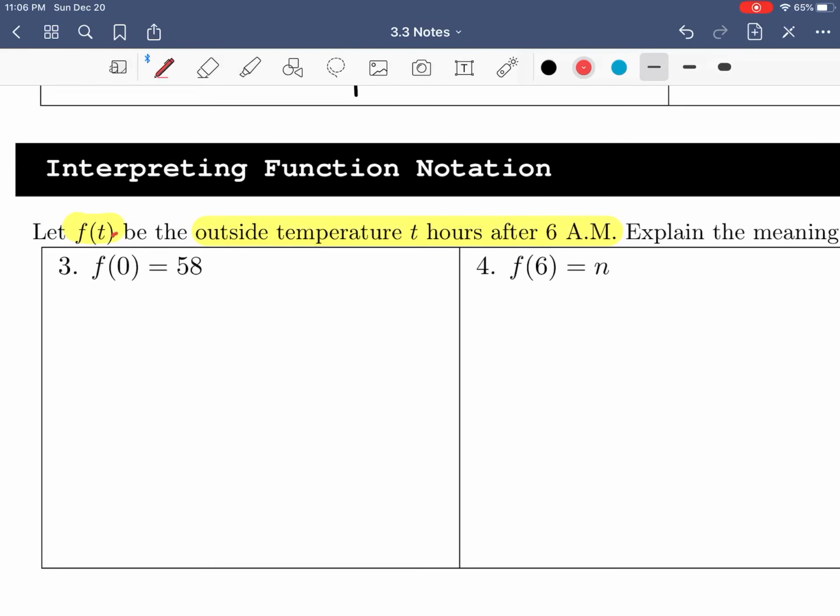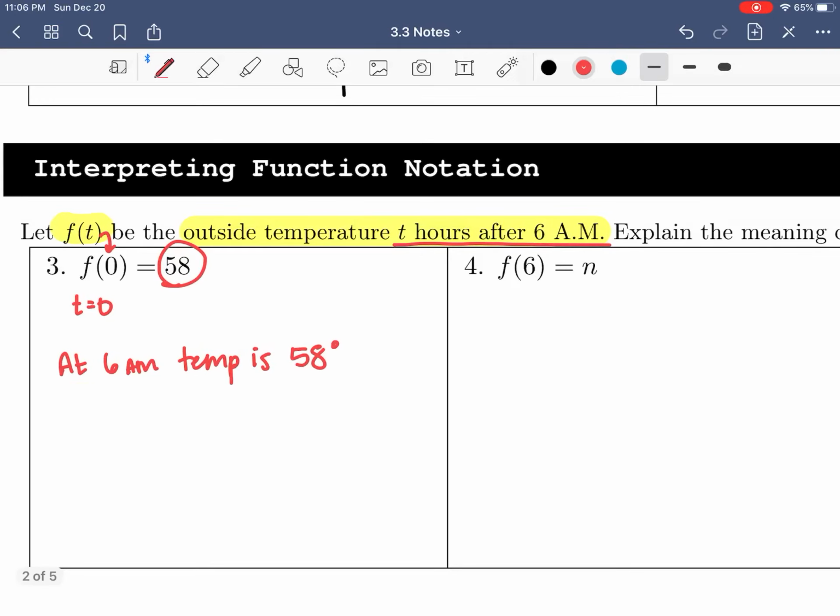Okay, so this is where the t is supposed to go. So that's saying that t is 0. T is supposed to be t hours after 6 a.m. So 0 hours after 6 a.m. must mean that it is 6 a.m. So I think this is saying at 6 a.m. the temperature is 58 degrees.